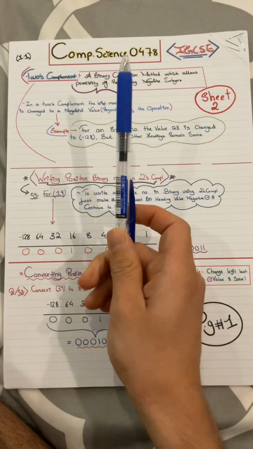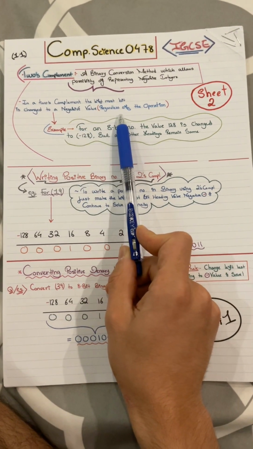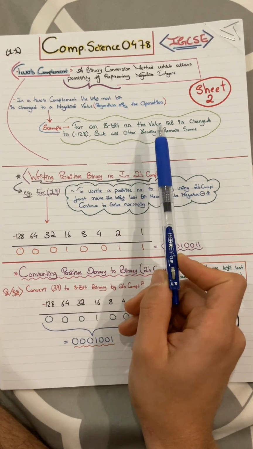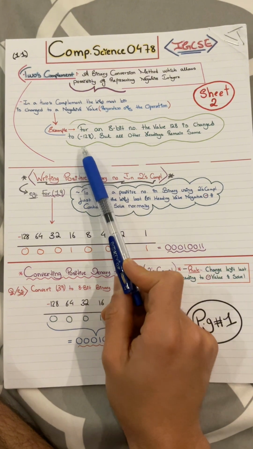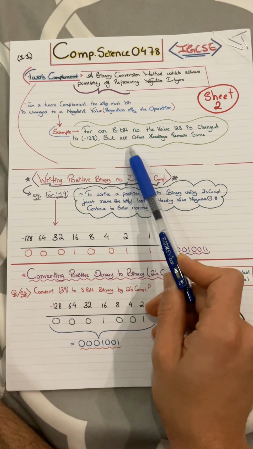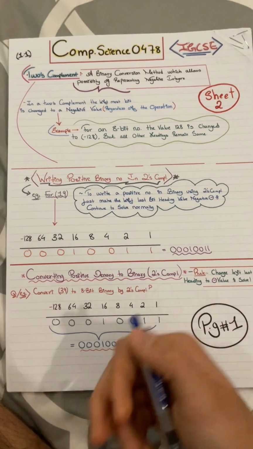So in a 2's complement, the leftmost bit is changed to a negative value regardless of the operation. For example, for an 8-bit number, the value 128 is changed to negative 128 because it's the most left bit number on an 8-bit number, but all the other headings remain the same. We'll have a look at some examples, so don't worry about that.